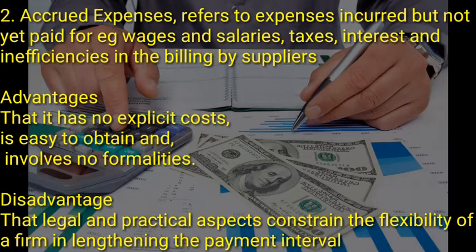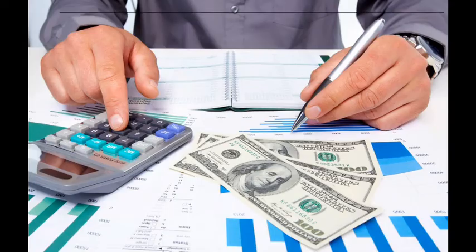Advantages of accrued expenses as a short-term source of finance. It has no explicit costs like interest. It's easy to obtain and it involves no formalities. Then the disadvantage. The legal and practical aspects constrain the flexibility of a firm in lengthening the payment interval. The payment interval is usually 90 days, so you're not supposed to exceed 90 days without paying.